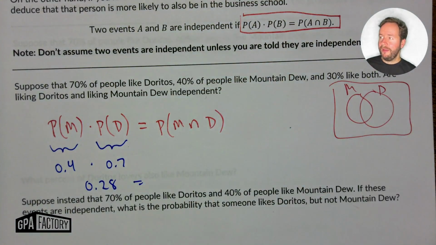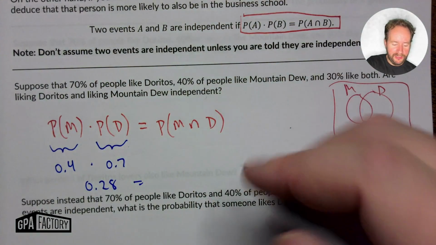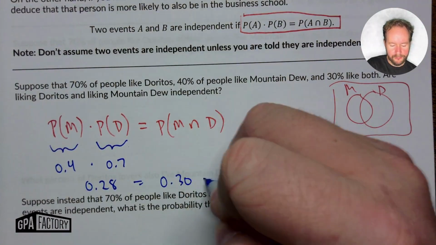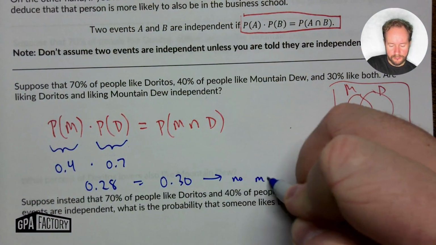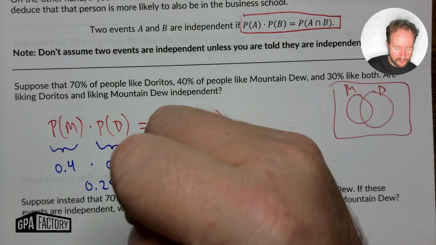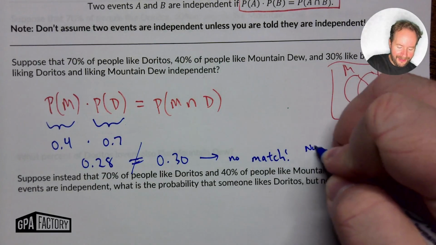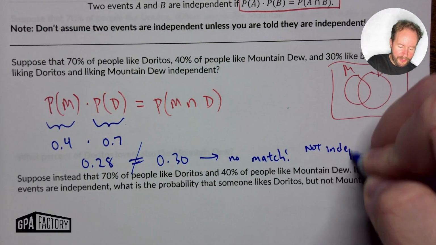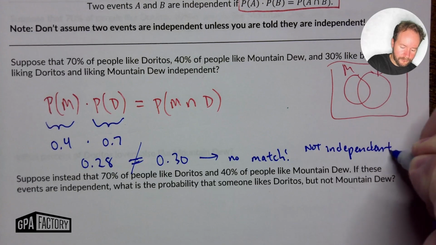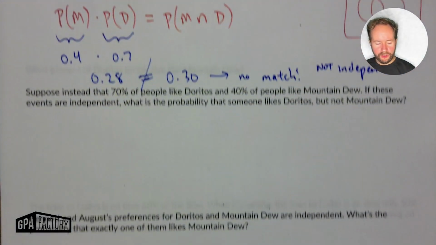What's the probability that people like both? 30%. Do these match? No match. So I'll even put a does not equal sign there. Does not equal. No match. So they are not independent. All right. Next question.